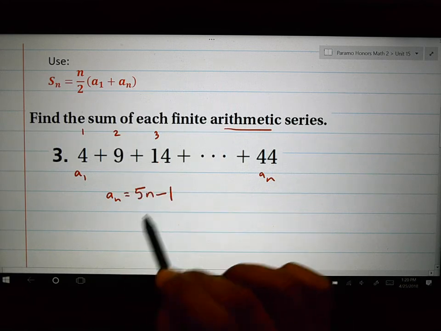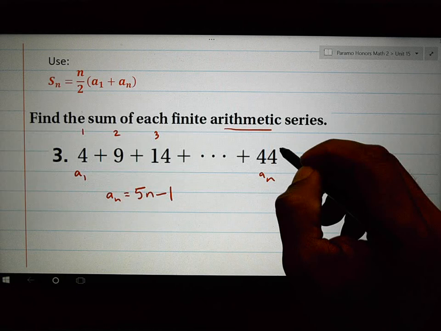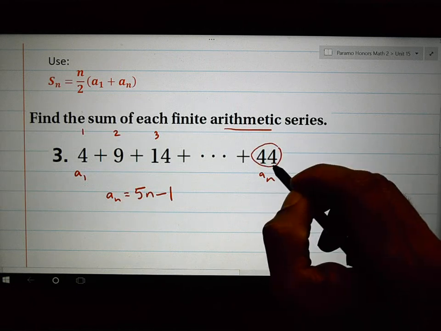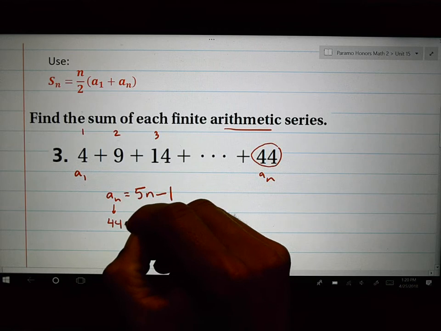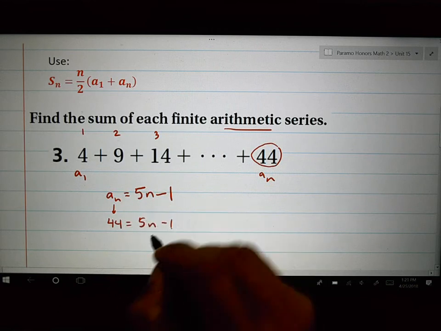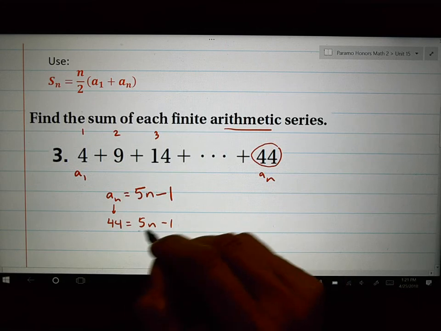So this equation can be used to find any term value. It could also tell you how many term numbers there are. If I want to know what term number this is, I substitute in 44, then guess what? I can find out how many n's there are, how many term numbers there are. All I have to do is solve this equation.